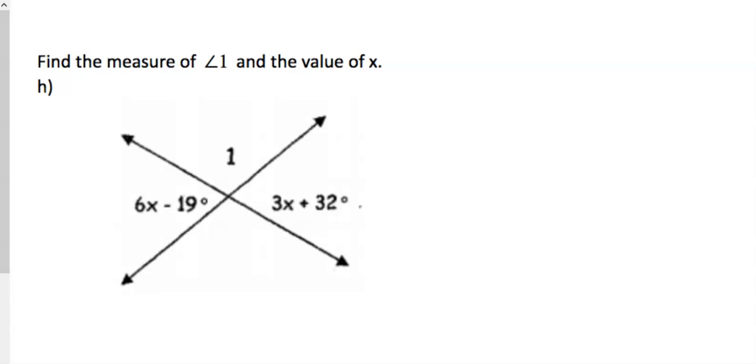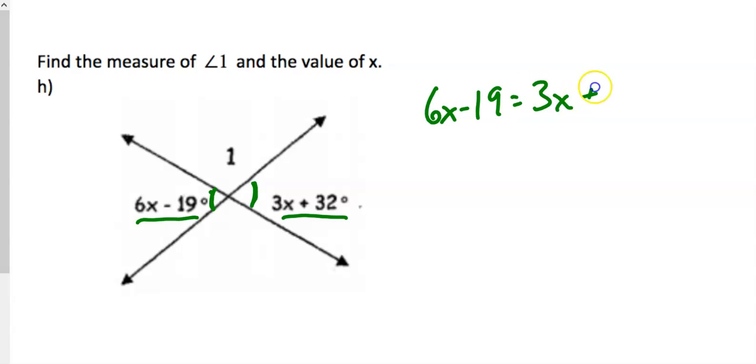Another example. Find the measure of angle 1 and the value of x. So again, we have an expression on both sides here. We need to determine, are these a linear pair or are these vertical angles? If they're next to each other, we've got a linear pair. But these are not. These are opposite, or maybe diagonal from each other. They are congruent. They are vertical angles. So we can set those equal to each other.